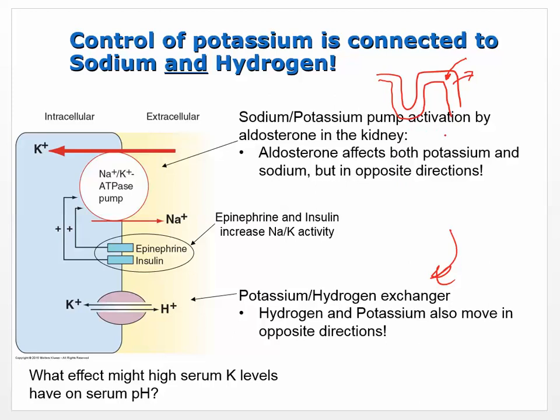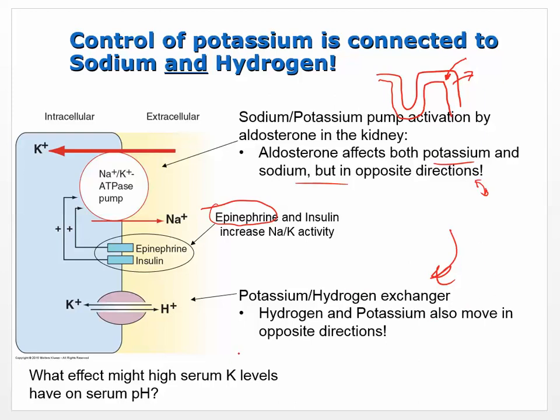So, the sodium-potassium pump activation by aldosterone in the kidney. Aldosterone is going to affect both potassium and sodium, but they move in opposite directions because one's being pumped in, one's being pumped out. Epinephrine and insulin increase the sodium-potassium pump activity, so epinephrine can have an effect on both sodium and potassium. And then there's this potassium-hydrogen exchanger that's found in certain cells.